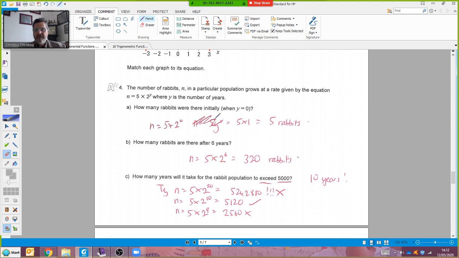Now look at this. Here's the formula. The number of rabbits is 5 times 2 to the power of y. Y is the number of years. How many rabbits initially? In other words, in year 0. So n equals 5 times 2 to the power of 0, and 2 to the power of 0 is 1. And 5 times 1 is 5 rabbits. Ditto for 6 years. 5 times 2 to the power of 6, 320 rabbits. Not difficult, but show your steps.